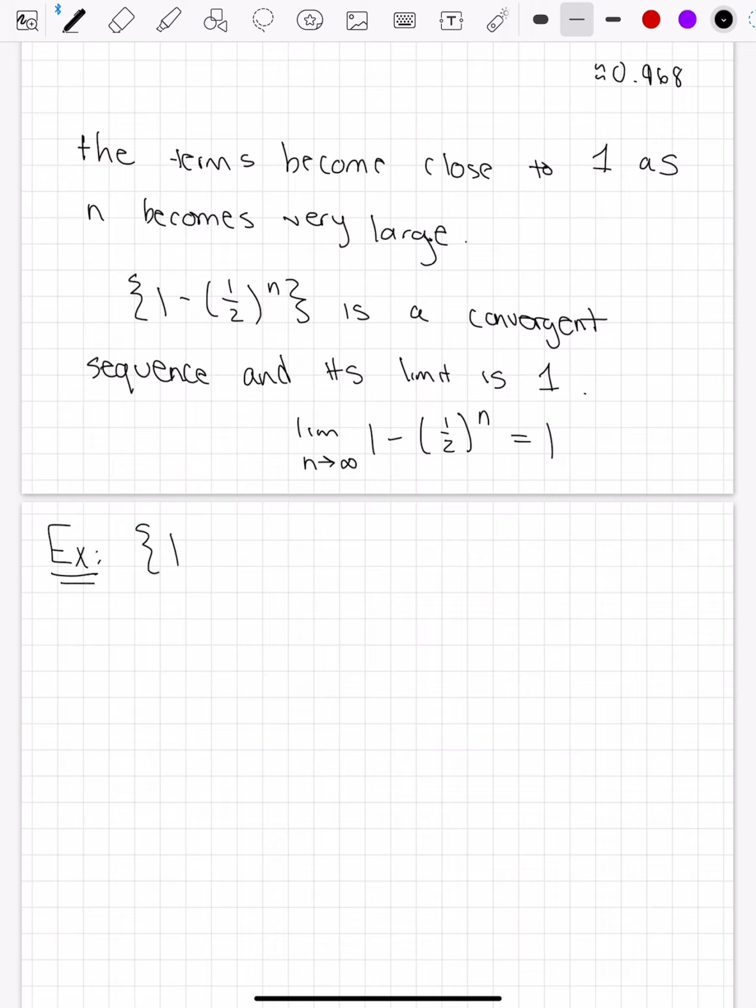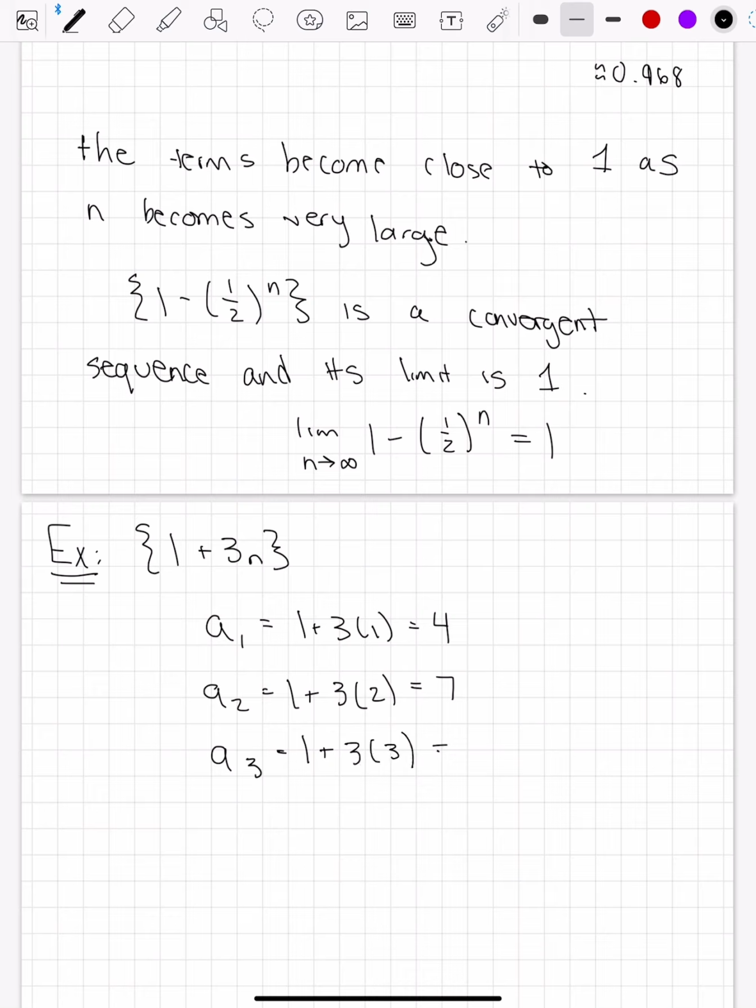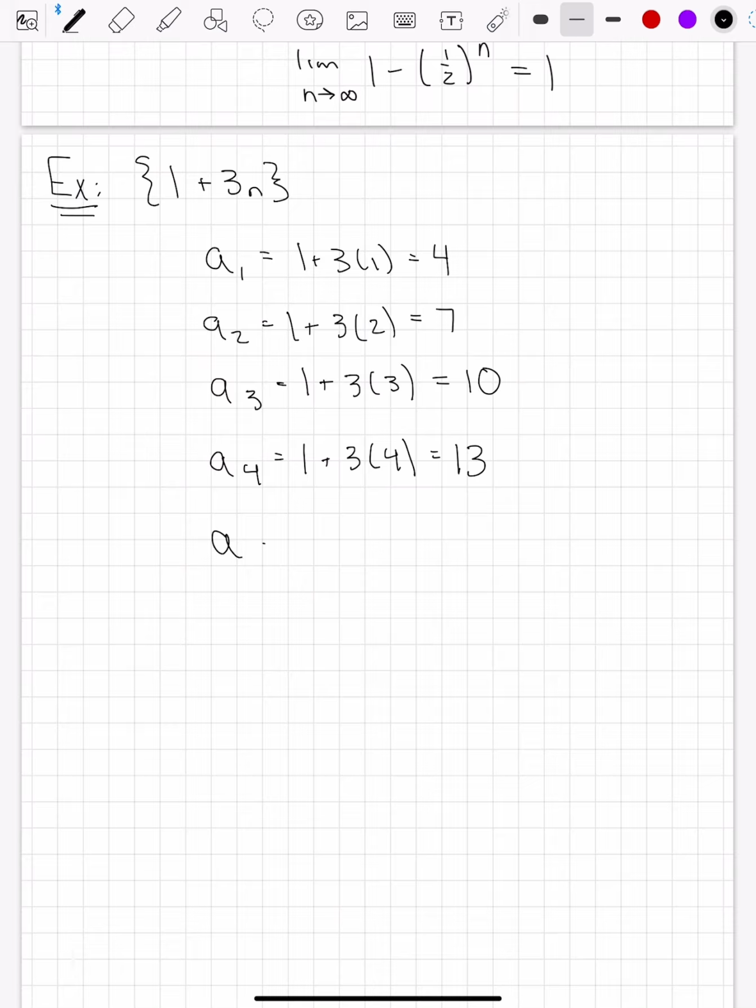And let's say we were given 1 plus 3n. So A1 we see is 1 plus 3 times 1 is 4. A2 is 1 plus 3 times 2 is 7. A3 is 1 plus 3 times 3 is 10. A4 is 1 plus 3 times 4 is 13. A5 is 1 plus 3 times 5 is 16. And then if we go down, let's say we do A of 100. A100 is 1 plus 3 times 100 is 301.